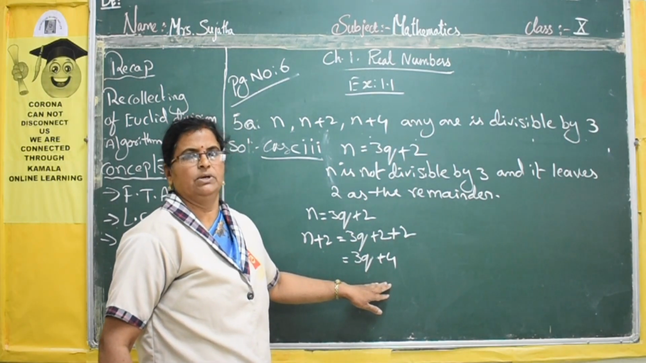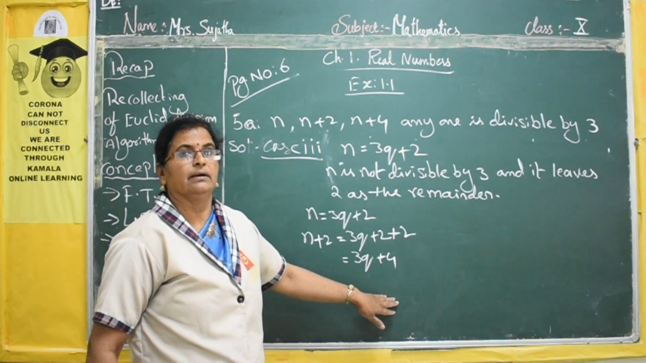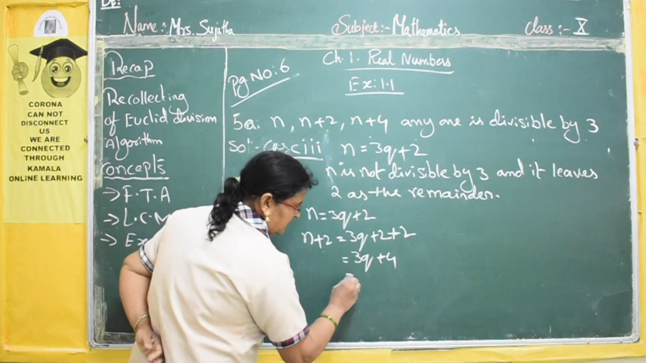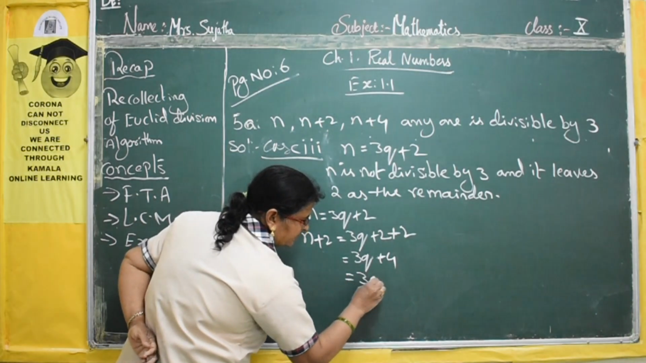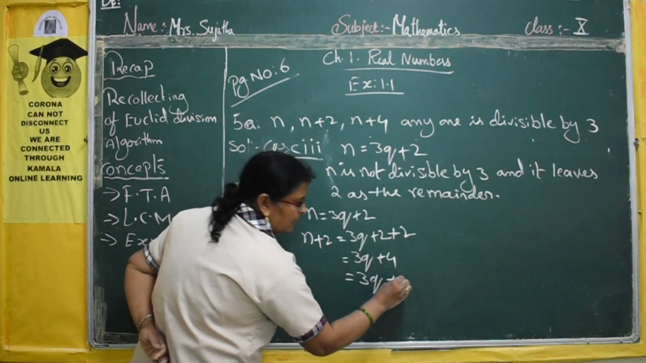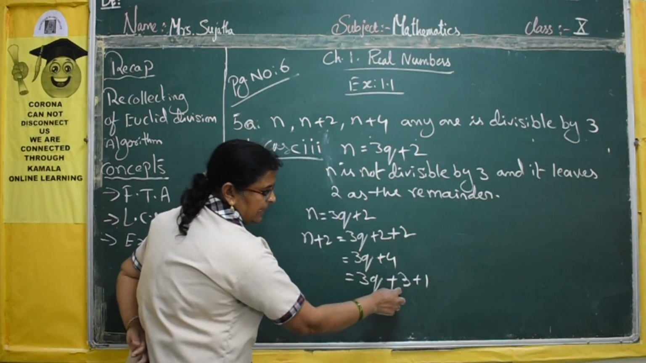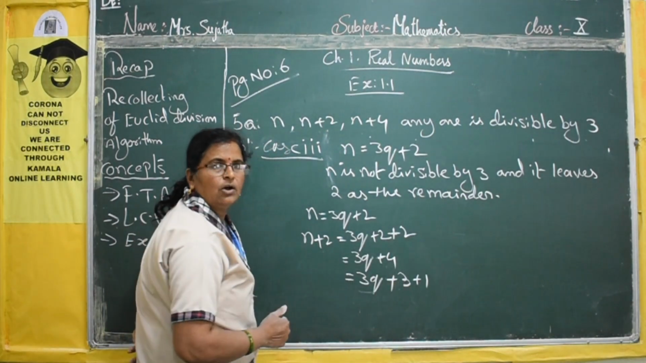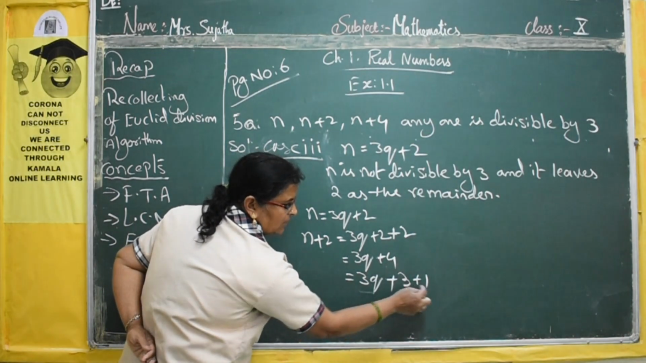No, it is not divisible. How much are you getting as remainder? 1. But here 4 is there, so you have to show 1 as the remainder. Now how can we divide 3q plus 4? This 4 we can divide like this, 3 plus 1. Why? Because in these 2 terms I can take 3 as the common.